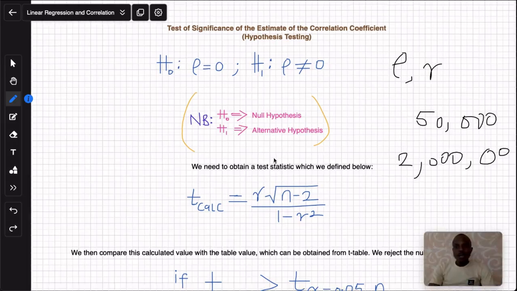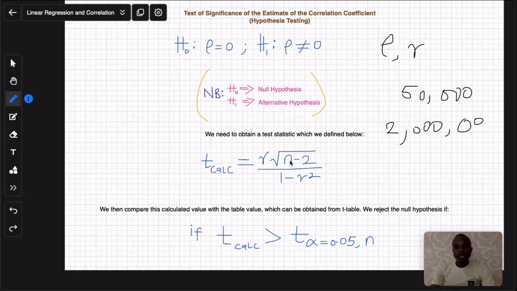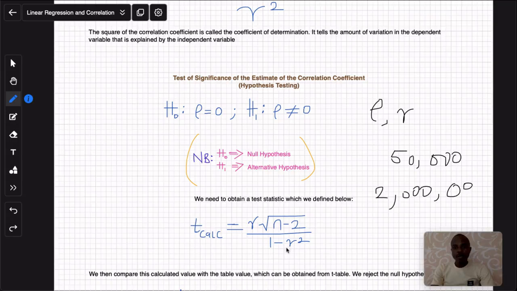So when we do that, we need to obtain a test statistic called T calculated. N here is the number of observations you have. R is the correlation coefficient. So you square it here. You can obtain this, and we move on.